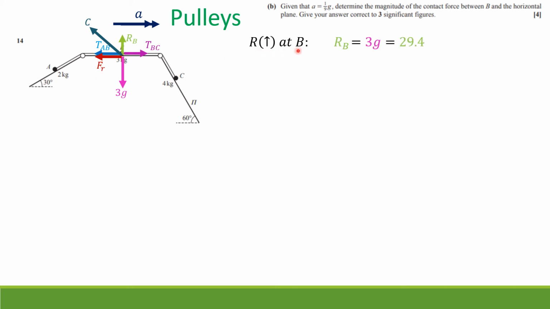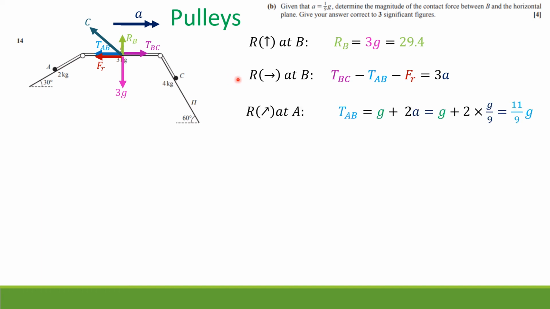So resolving upwards at B, we get RB is equal to 3G as we got earlier, and 3 times 9.8 is 29.4. So we know the value of RB really easily and really quickly. Going horizontally at B, the same as we had before, TBC minus TAB minus the friction is going to equal 3A. So this is the same as what we did earlier.